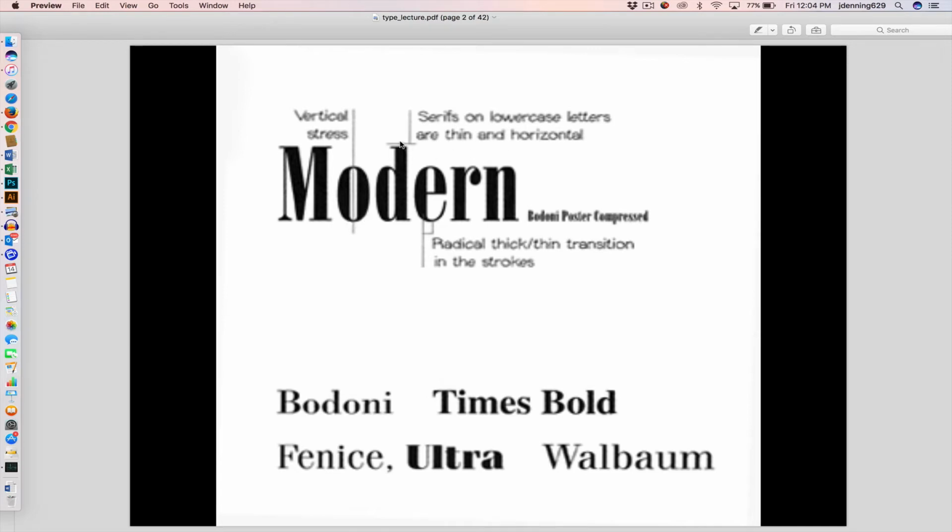The serifs on the lowercase letters are thin and horizontal, and because of those extreme thick-thin transitions, these types of fonts are not very good for lots of copy. So if you have a couple of paragraphs of text and you try to use one of these fonts, it might be really hard for people to read because of the extreme thick-thin transitions. So consider it for small amounts of type in your design, but not for extensive type because of the legibility factor.